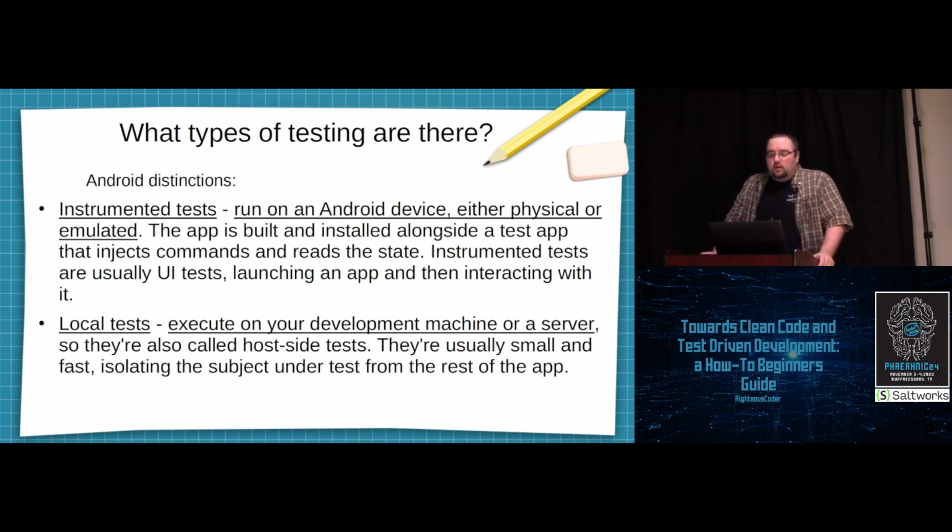You compare that to an instrumented test. This needs to run on a device of some type, either a physical device or an emulated device. Instrumented tests are generally run to test UI components and UI flow and logic. And in Android, they're orders of magnitude slower than a traditional unit test. And we'll get into why that's important in a minute.